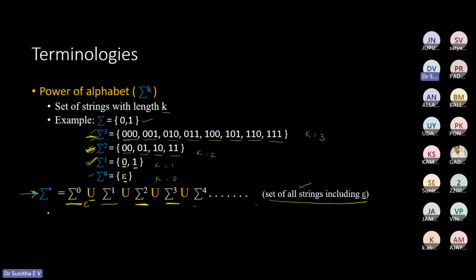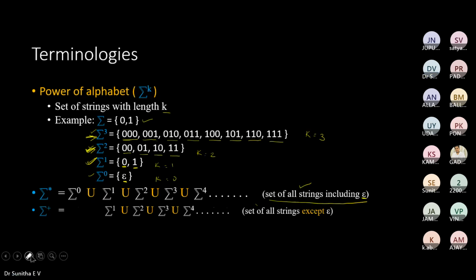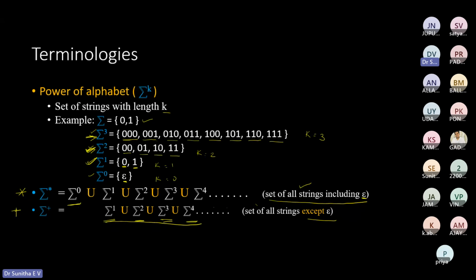Then next one is sigma plus. Sigma plus means excluding epsilon. Okay, yeah, sigma plus means it is only sigma 1 union sigma 2, sigma 3, sigma 4 like that. So it is not containing sigma 0. Okay, that means epsilon is not included. All the other strings are included here. Strings with length 1, strings with length 2, length 3, everything is included except epsilon. Okay, that is sigma plus. So sigma plus and sigma star, these are the two special cases. So sigma star we need to use in many places.